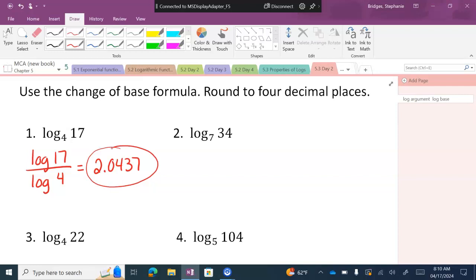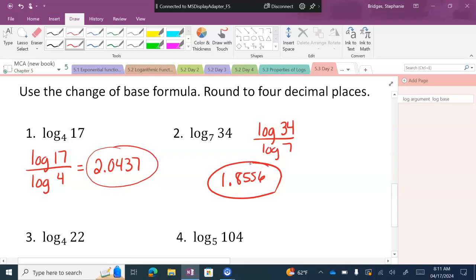All right, on number 2, what is my argument? 7 or 34? 34. So we're going to do the log of 34 divided by the log of the base. So log of 37, close my parenthesis, divided by the log of 7 to 4 decimal places is going to give me 1.8556.